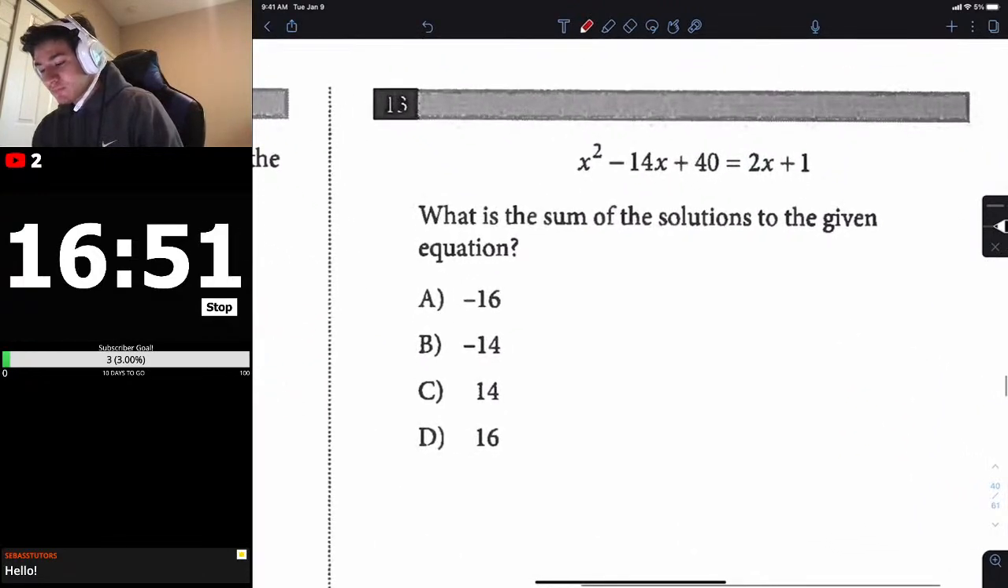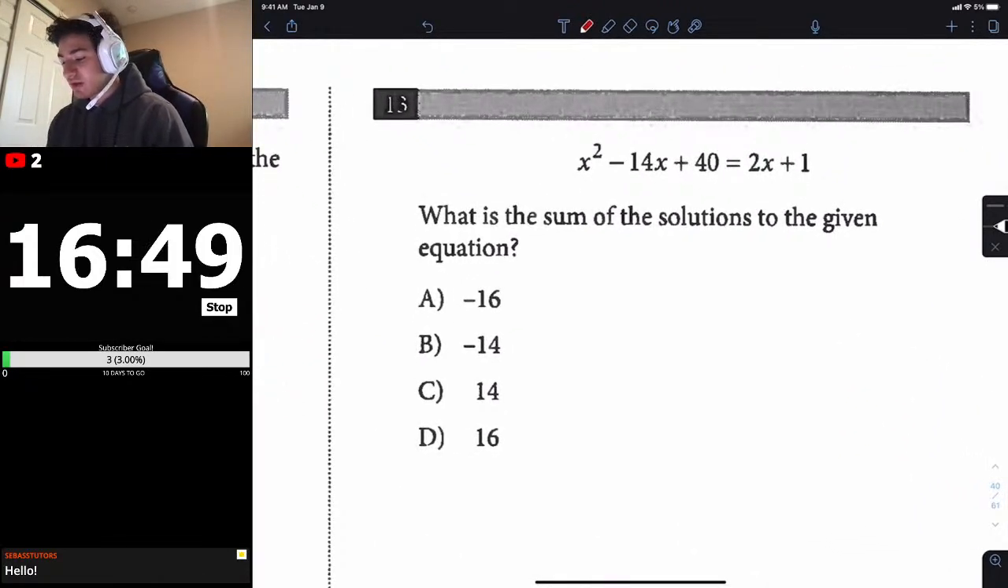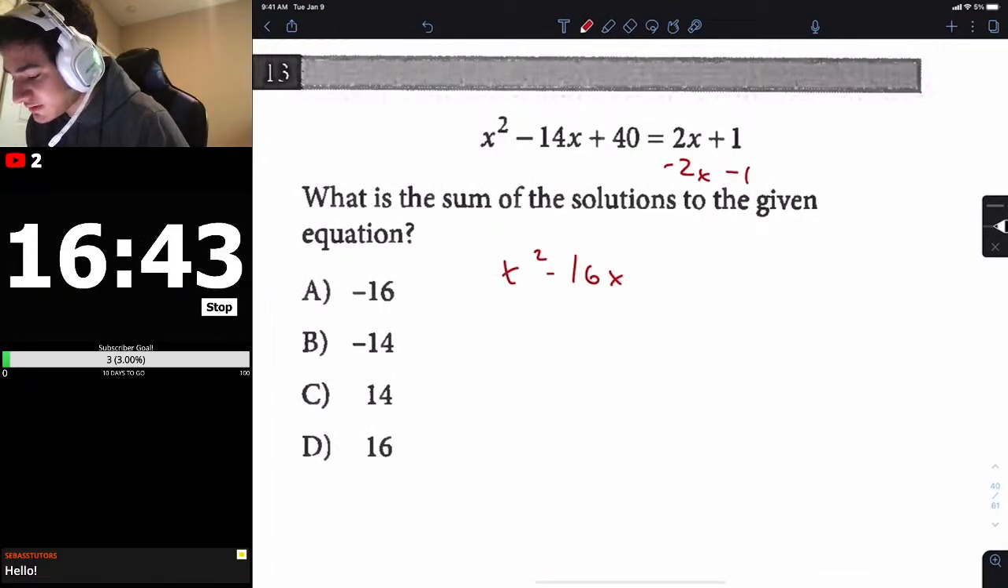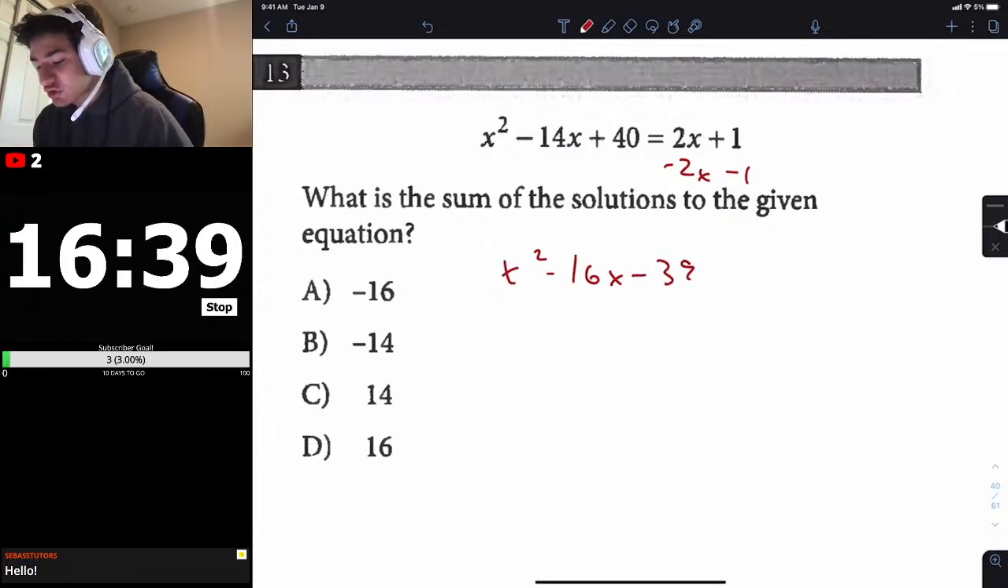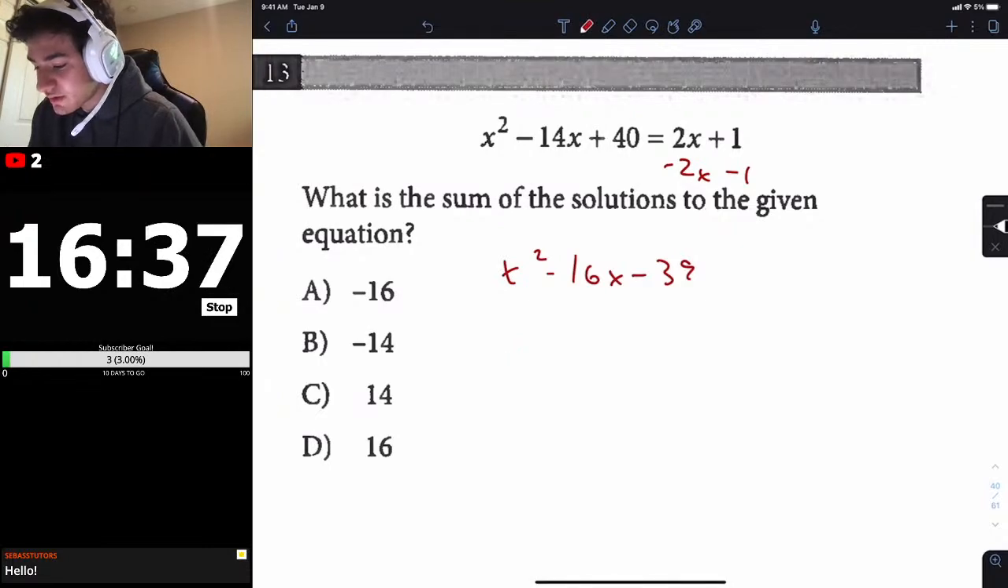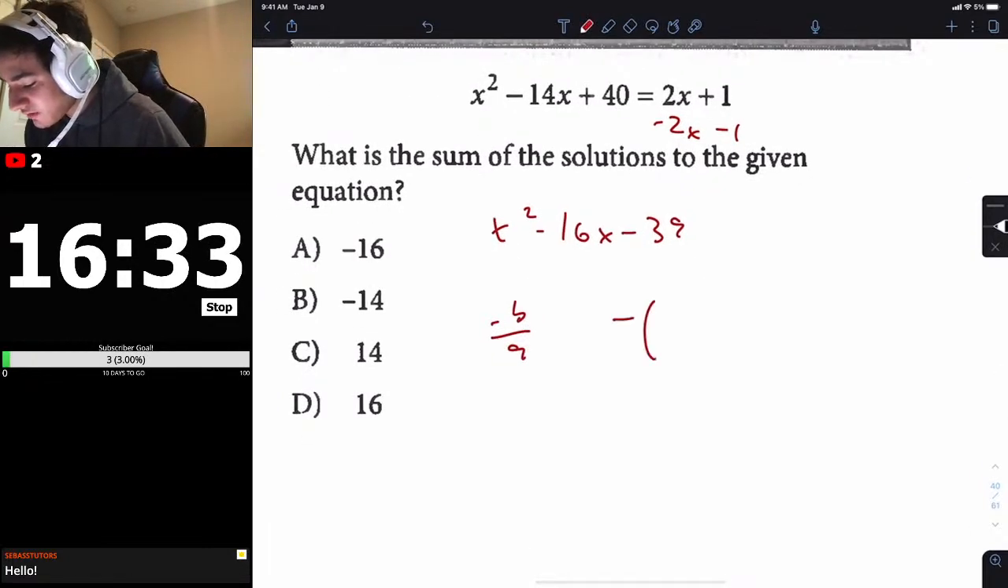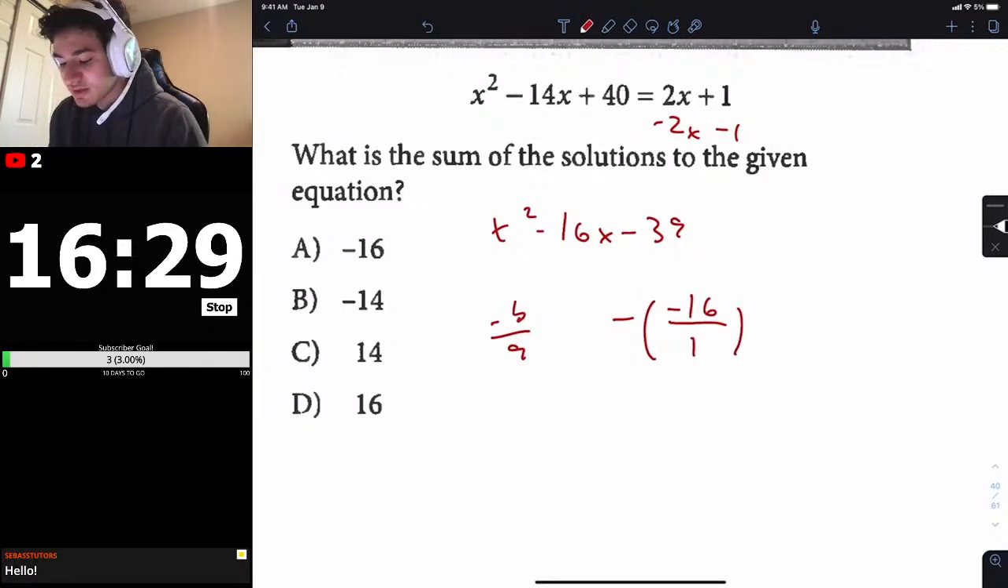Cool. What is the sum of solutions to the given equation? All right, I'm going to subtract over 2x and subtract over 1. So we get x squared minus 16x minus 39. All right, and then there's a trick. Sum of solutions is going to be negative b over a, so that's going to be negative 16 over 1, and then that's just going to be positive 16, or option D.